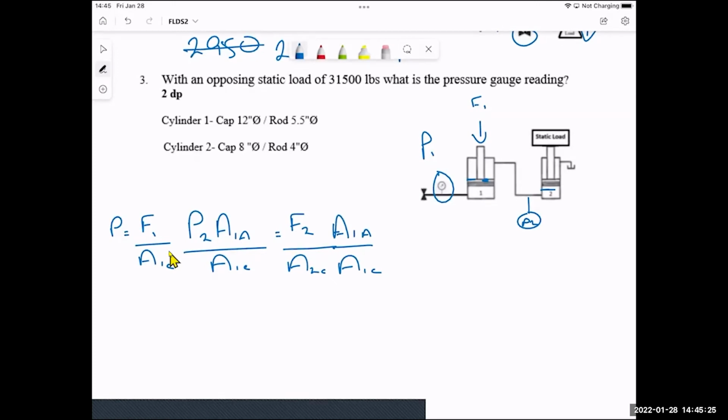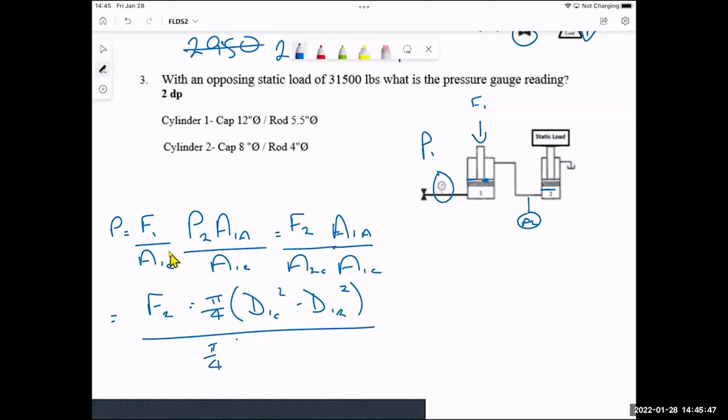Well, if I expand this, my force 2 equals pi over 4 d1 on that cap side squared minus d1 the rod squared, all over pi over 4 of area 2, d2 on the cap side squared, multiplied by pi over 4 d1 on the cap side squared.